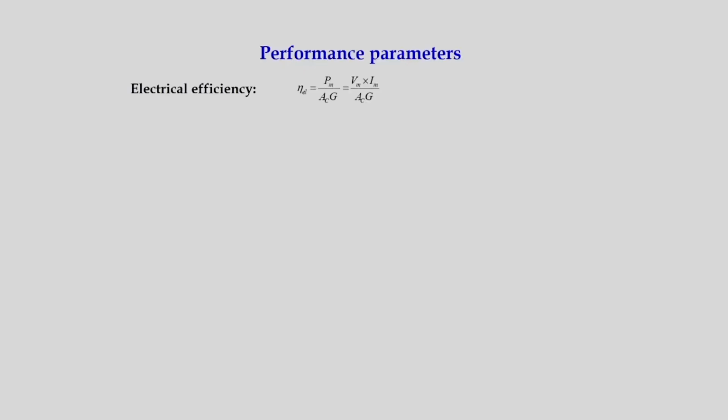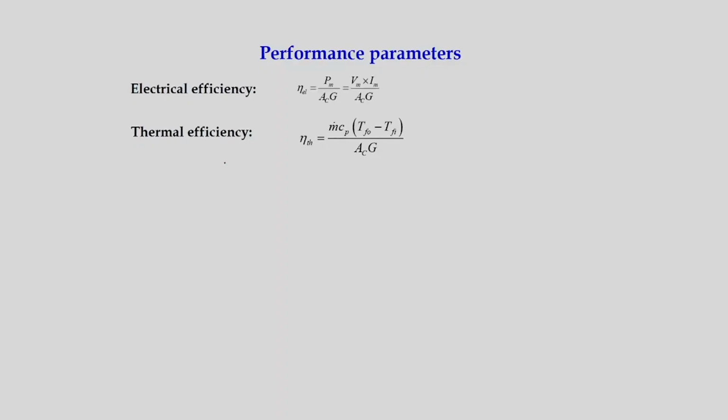So, we have performance parameters which need to be calculated, like electrical efficiency. So, how do we calculate electrical efficiency? Once we know Vm Im for a particular set of experiments, and we know the collector area and then amount of solar radiation which is falling on the collector, then from that we can calculate the electrical efficiency. And for thermal efficiency we need to calculate the useful heat gain and then amount of solar radiation received by the collector.